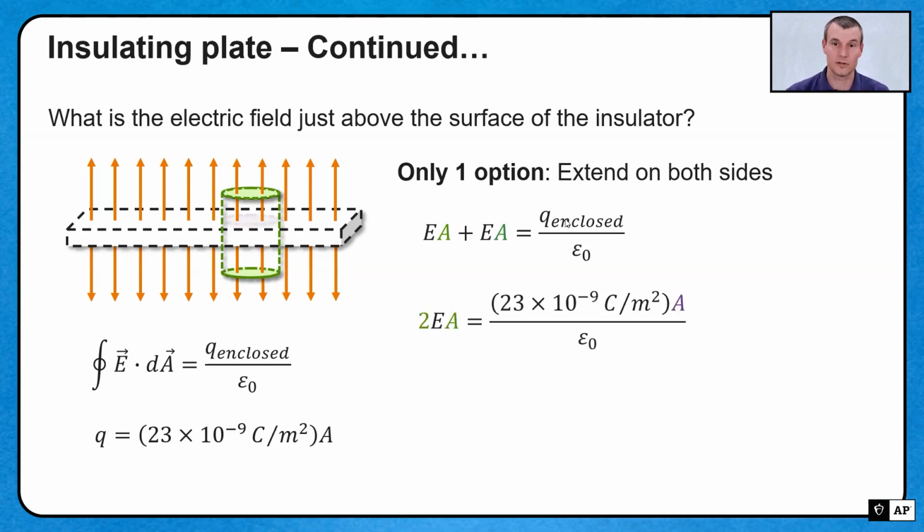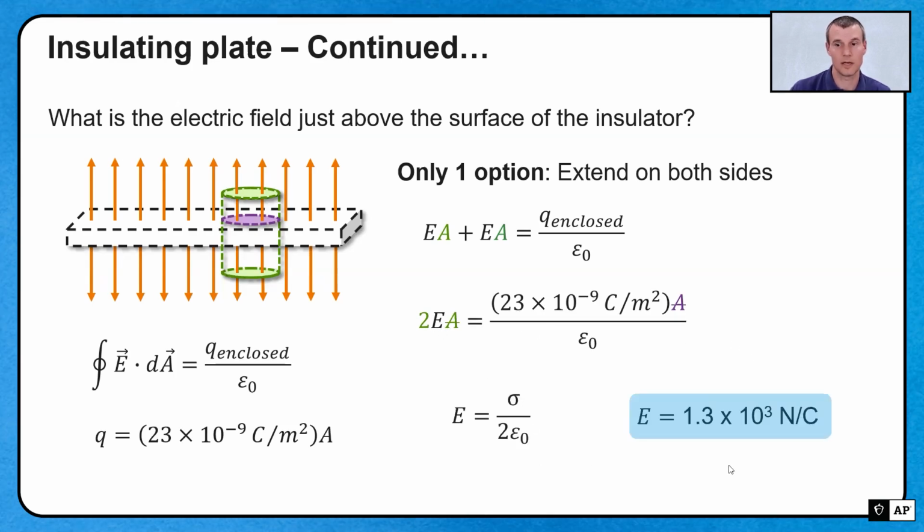So that's the case. We now have to look at our charge enclosed. Well, we only put charges on the one side of our insulating plate because it's an insulator. It didn't distribute to both sides. So because that's the case, this time we only have one single area term A, and that's going to make it balance out when we cancel out our areas to give us sigma over 2 epsilon naught, or 1.3 times 10 to the third newtons per coulomb.